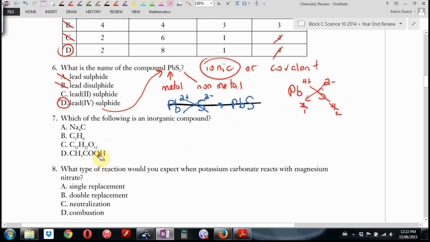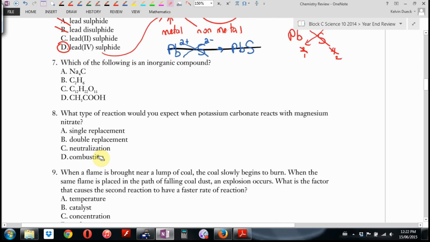Okay? Which of the following is an inorganic compound? Okay. What does an organic compound have? Carbon, and then usually hydrogen, and often oxygen. So which of these is inorganic, even though it's got carbon? Right? Because in that one, carbon is acting like a non-metal, not like a metal.